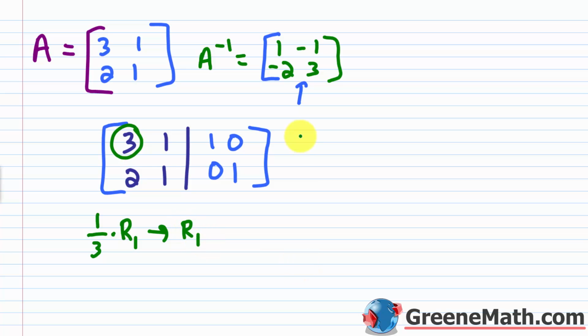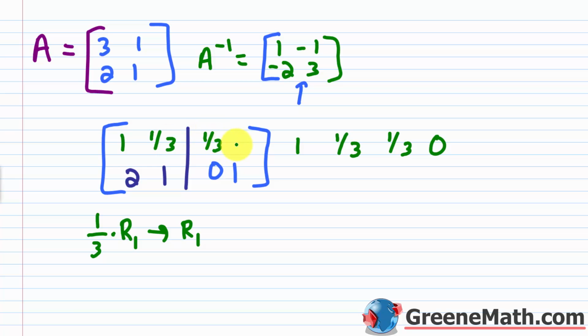So this 3 would become a 1. This guy would become a 1/3. This would be a 1/3, and this would stay 0. So let me erase all of these entries, and let me put these in. This is 1, 1/3. This is 1/3 again, and this is 0. Okay, so that's the first step.